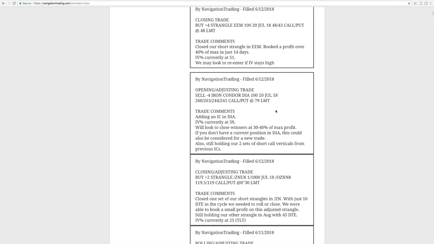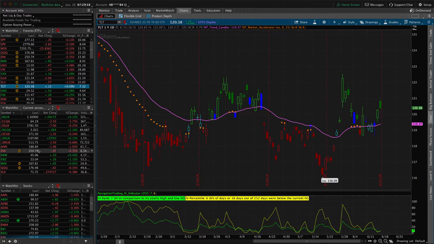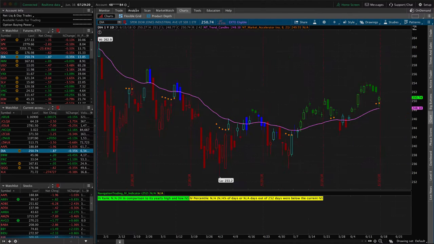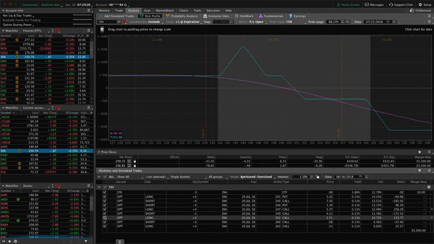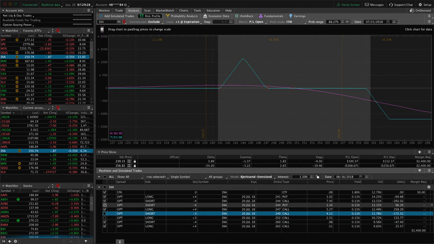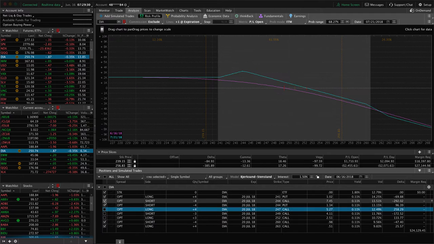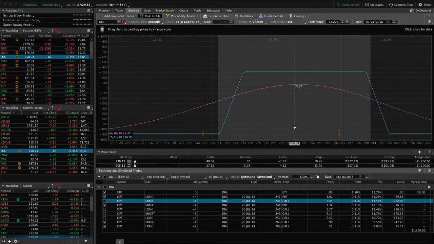Next trade's an opening adjusting trade in DIA. So we had a couple short call vertical spreads that were previously part of Iron Condors, and then we added an Iron Condor in DIA. So now we've got the three pieces on in DIA, which, as you know, if you've been following for any length of time, I don't typically like to get more than three positions on in a symbol at any one time. So here's the Iron Condor that we just put on.